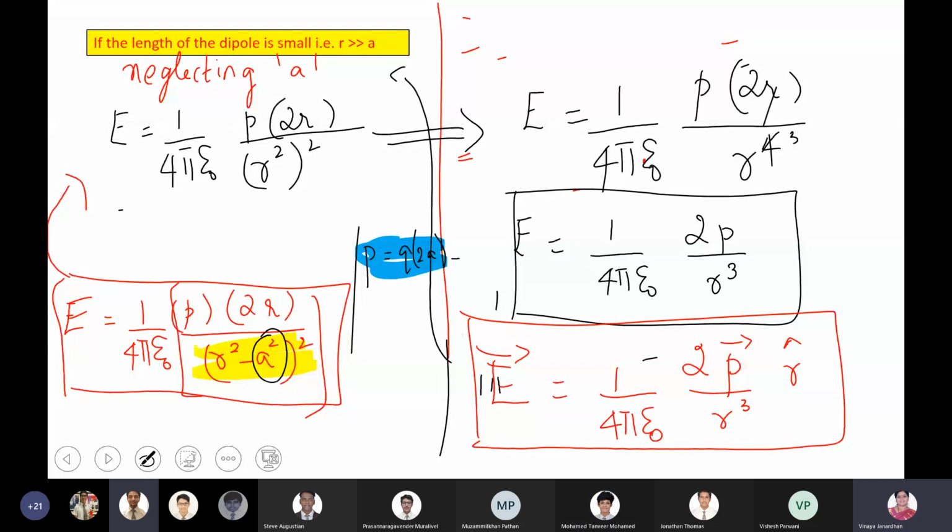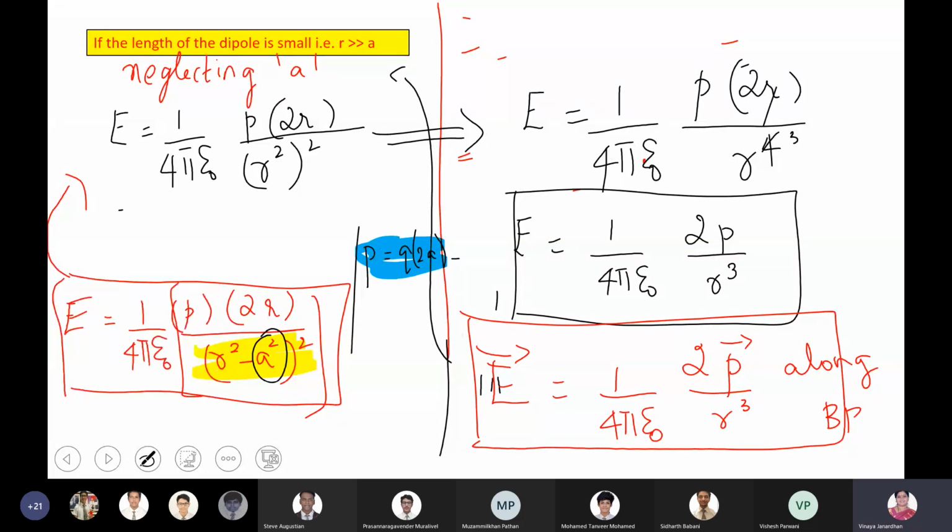Ma'am, it should be R PA. Or else if you don't use R cap, you can write the direction from B to P, because the total electric field will be acting along the direction of EB vector, because EB vector is greater than EA vector. If you find this difficult, I can write along BP, B to P, correct? Got it, ma'am.